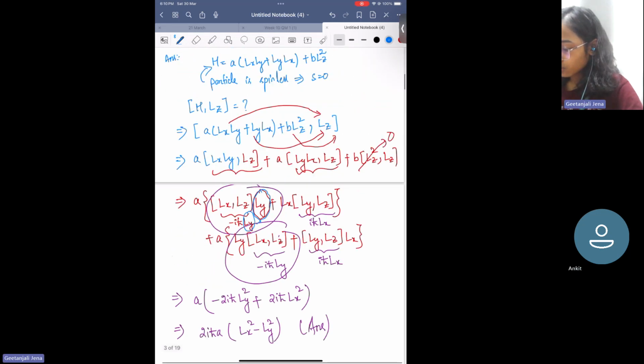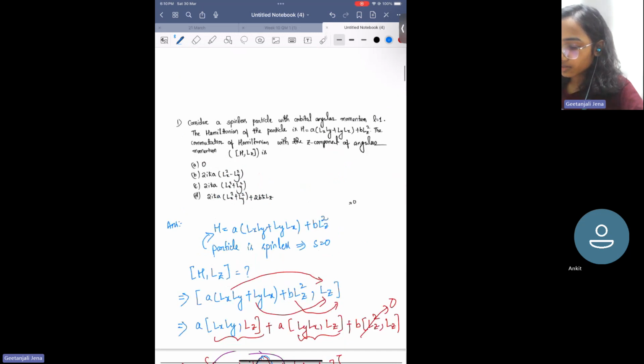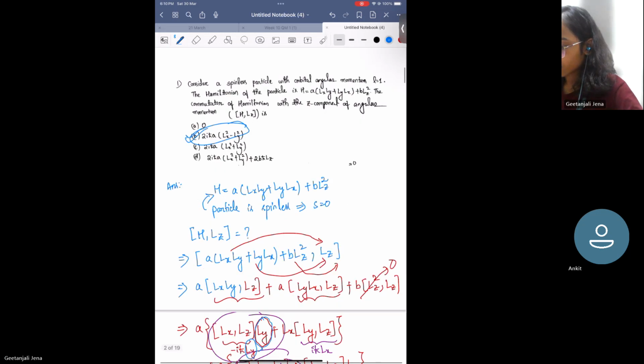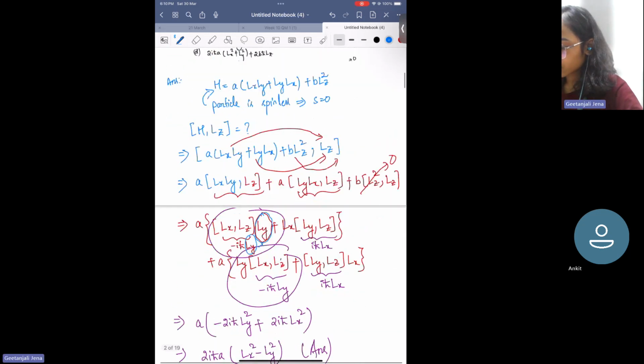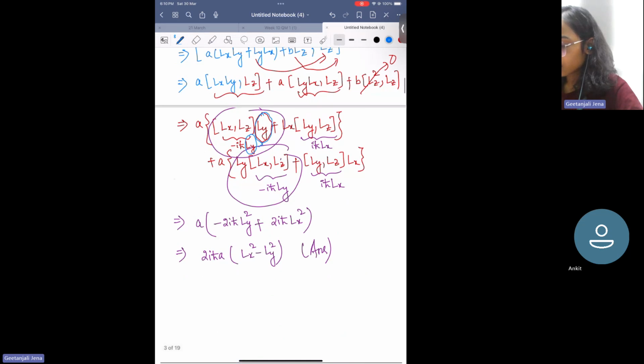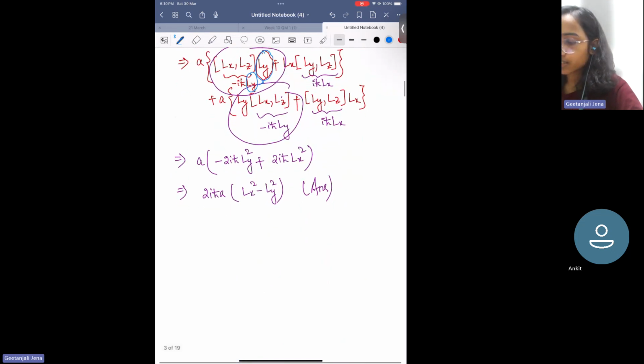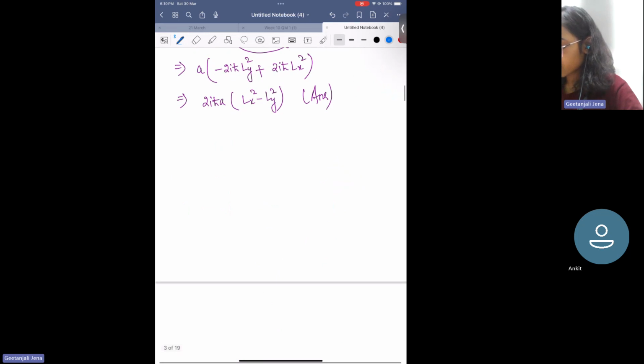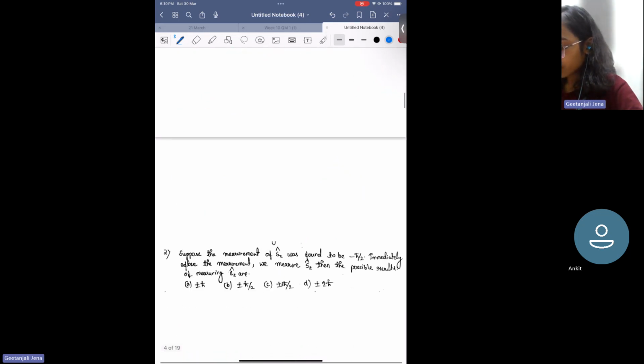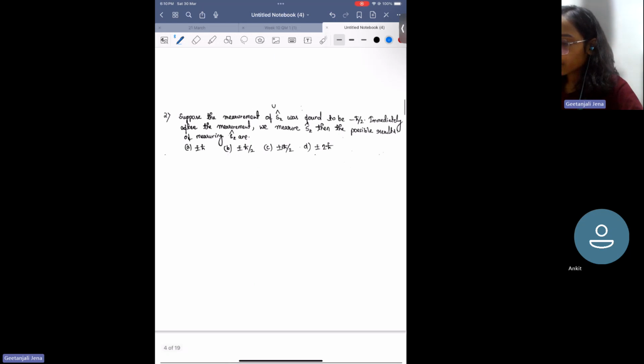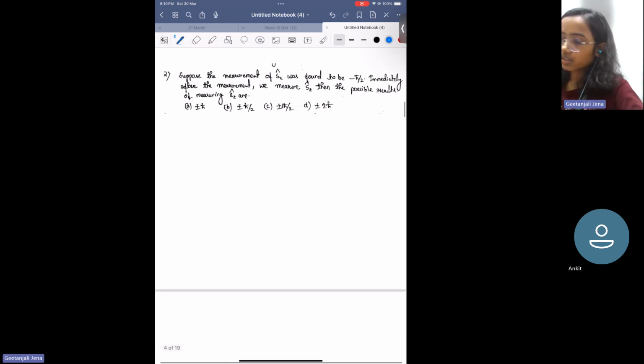So this will be the answer: 2i h-cut A (Lx square minus Ly square). So the answer will be B. It's the simplest question. You just need to recall the properties of commutation relation as well as the relations for orbital angular momentum. If you know that, then you can easily find the commutation relation of the expression asked in the question. So let us go to the second question.